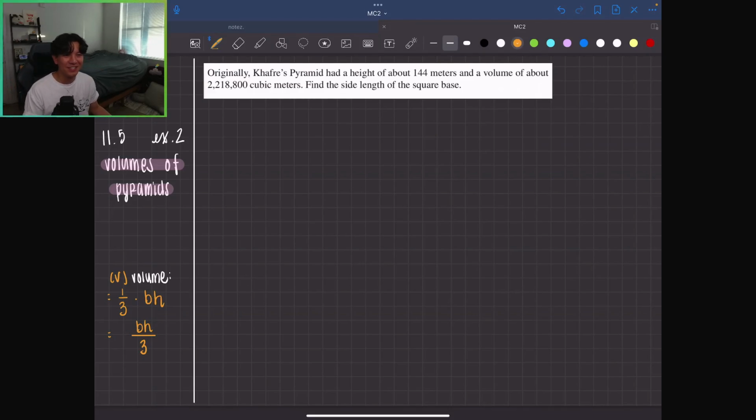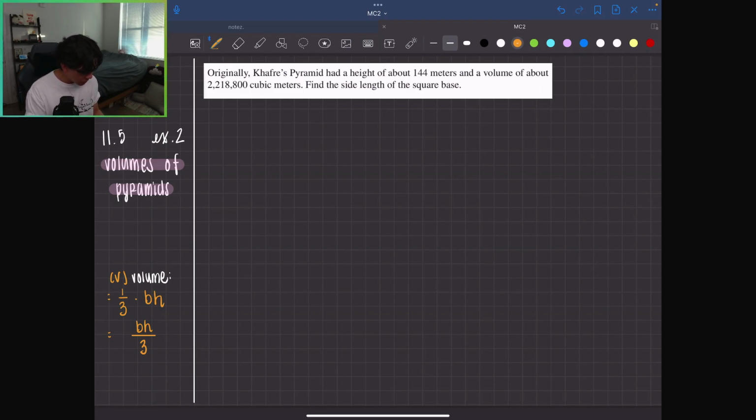Alright, let's try a real life scenario for volumes of a pyramid. Originally, Khafra's pyramid had a height of about 144 meters and a volume of about 2,218,800 cubic meters. Find the side length of the square base. Alright, so there's a lot of information here, and let's unpack it.